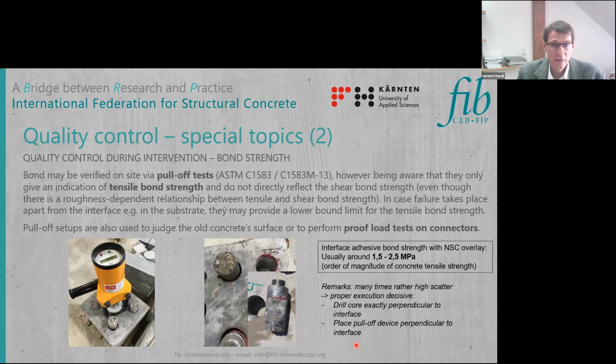The bond strengths can easily be tested via pull-off tests. However, one has to take into account that tensile bond strength is not equal to shear bond strength. We measure the tensile bond strength, but the shear bond strength is usually what is to be considered in design.